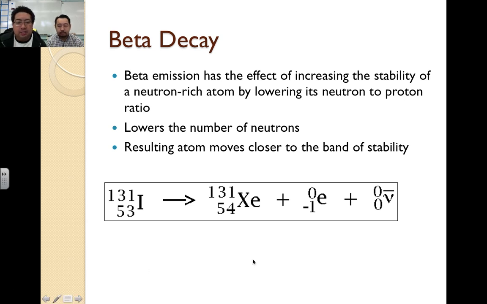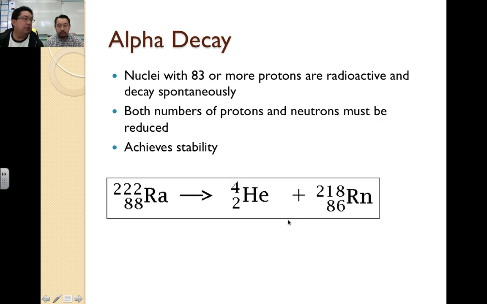And with respect to this nuclear reaction, notice how the mass numbers are always equal on both sides of the arrow, and notice how the atomic number, or the number of protons, is also equal on both sides of the arrow. So 131 on the left-hand side, 131 on the right-hand side, 53 here, 54 plus -1 is also equal to 53. Right. You want to do alpha?